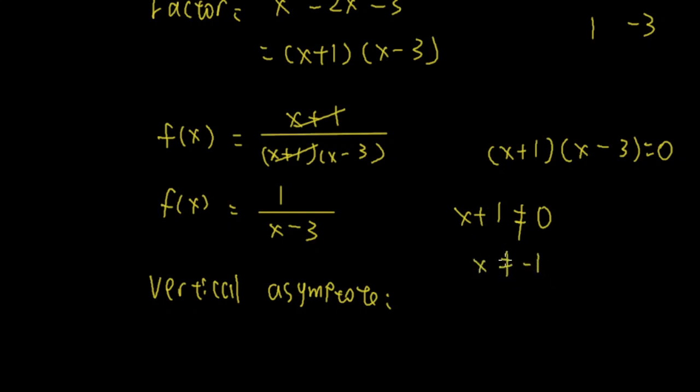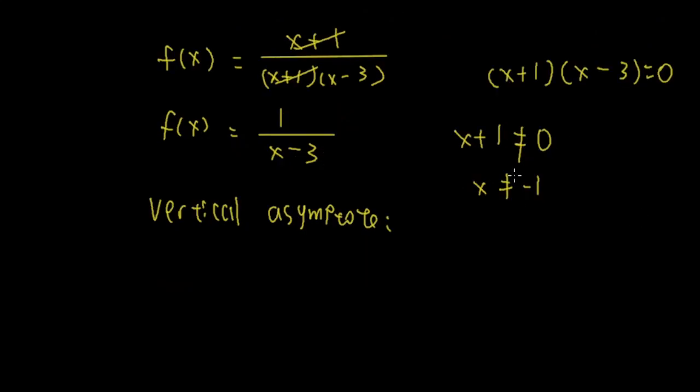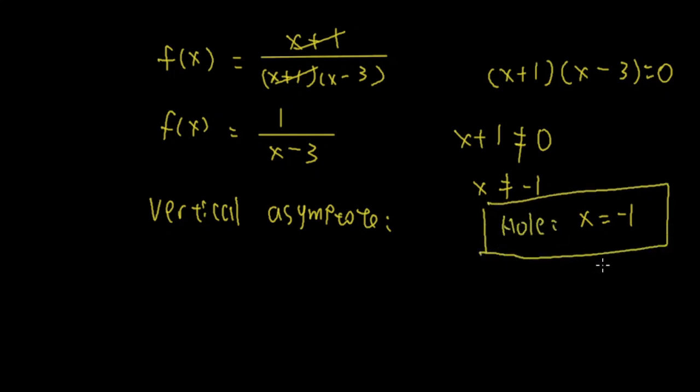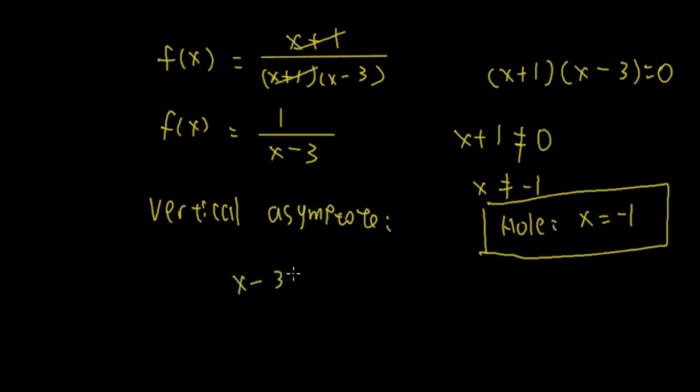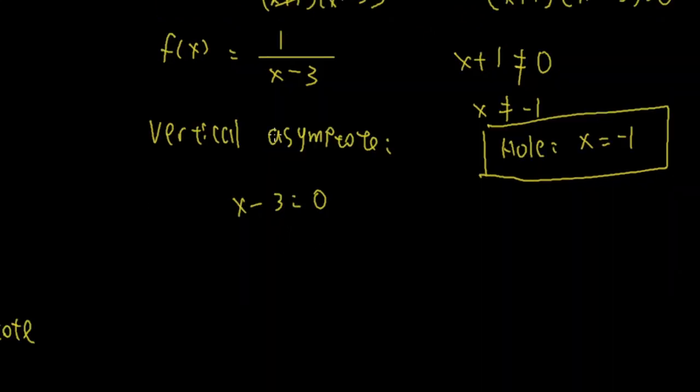But since this cancels out with the numerator, we can say that x equals -1 is a hole there. So not a vertical asymptote. But x minus 3 is not cancelled out with anything in the numerator. So we can set x minus 3 equal to 0, and the vertical asymptote is x equals 3.